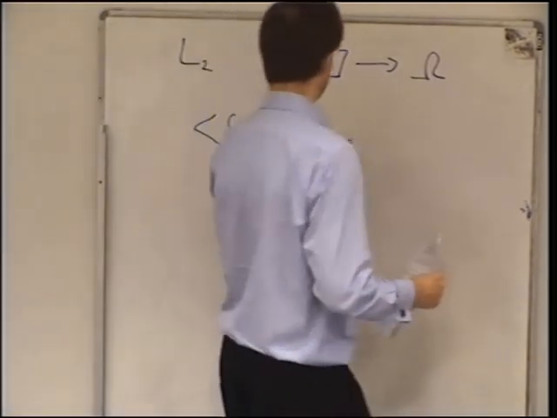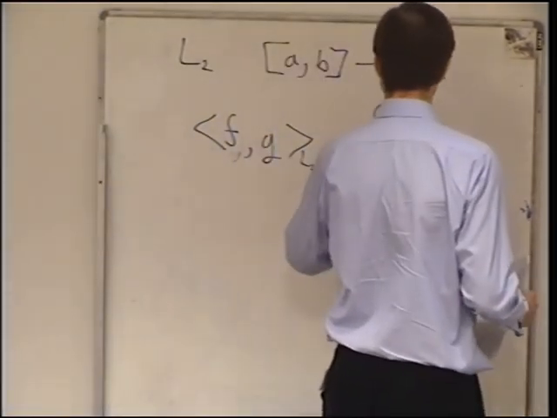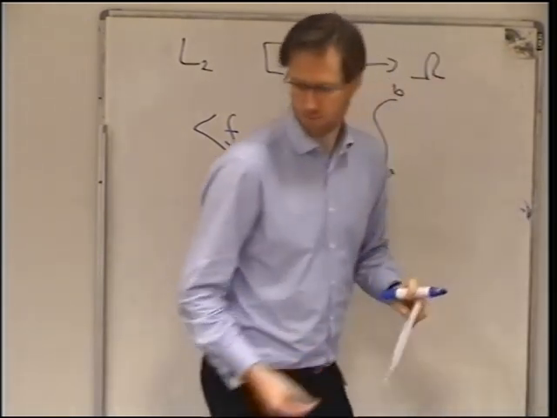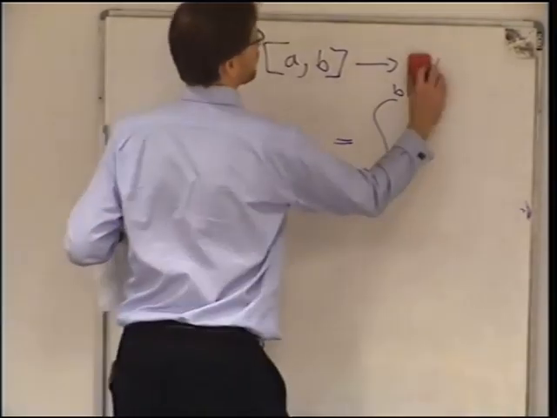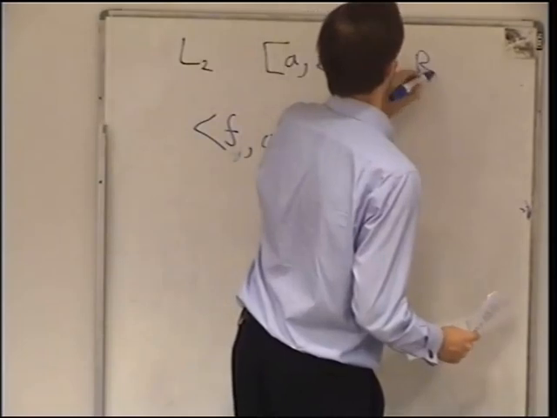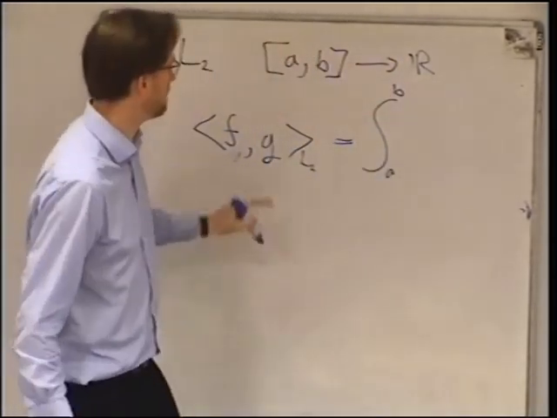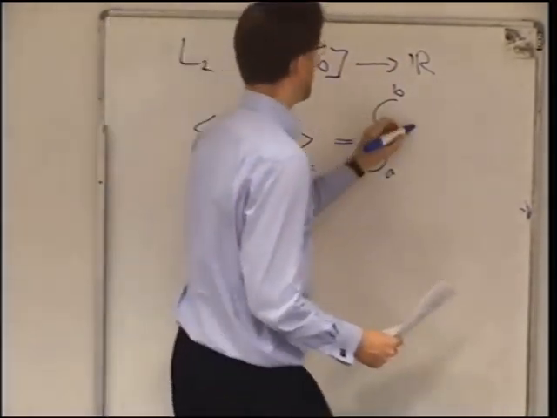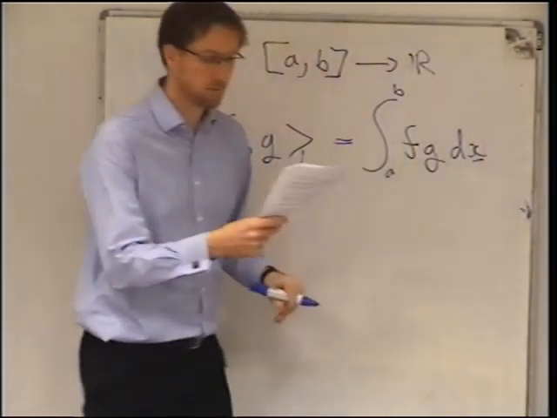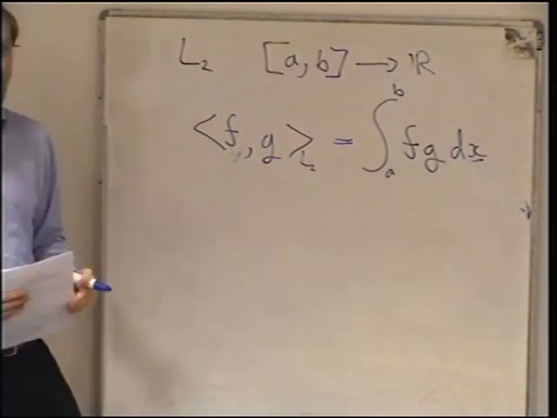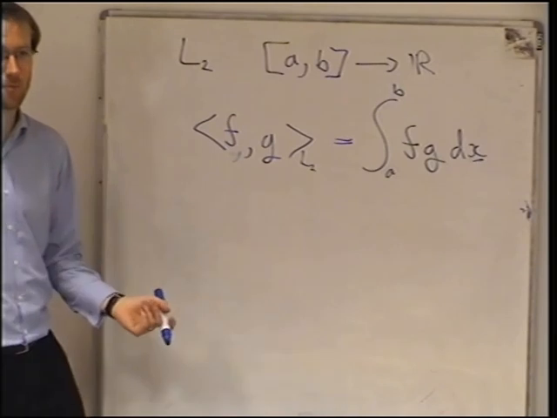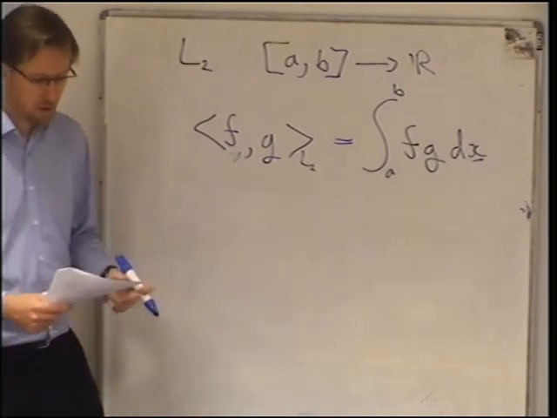So the L2 inner product is the integral over the domain, so the integral from A to B. Sorry, this is a function, right? What do functions do in our limited world? They go from a domain to R. So this is the integral from A to B of f times g times dx. And so you then have to go back and convince yourself that all those previous properties were true and that it really is an inner product.